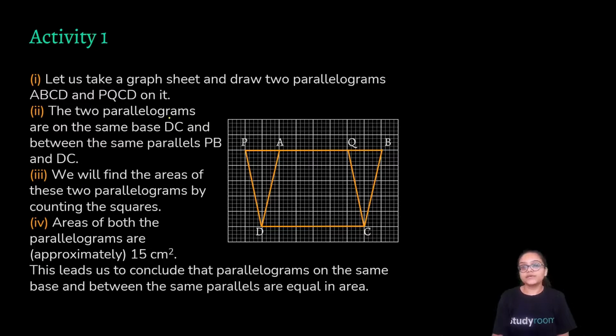Correct? Now we'll find the area of these two parallelograms. How do you find area on a graph sheet? We do it by counting the number of squares covered, and those squares that are not covered or are only semi-covered, we just leave. Do the same and count for both. We'll get approximately 15 centimeters square, and thus we conclude that two figures with the same base and between the same parallels have equal area. Correct? So this is a conclusion which we draw from activity 1.